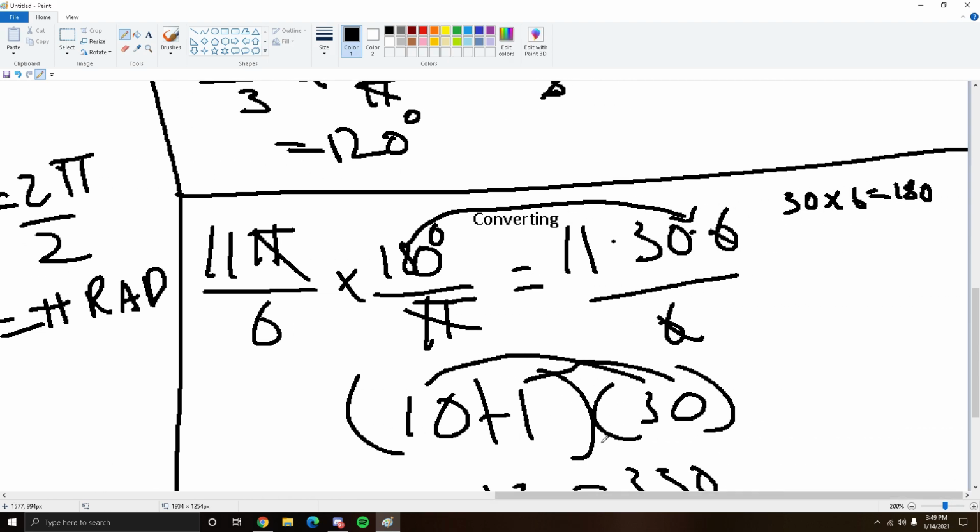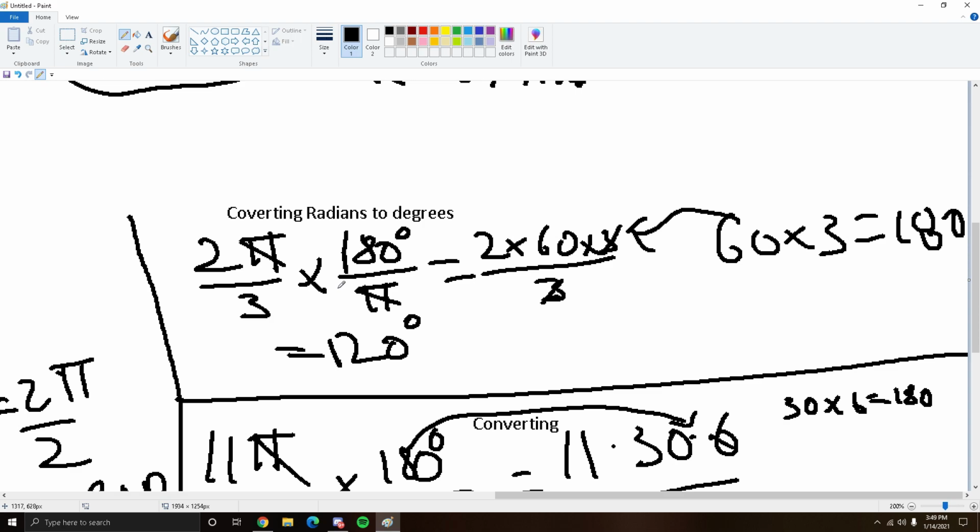So now we're gonna talk about converting radians to degrees, right? So we got 2 pi over 3 times 180 degrees over pi. It's different, as you guys can see. Now we actually have pi first, not degrees. This used to be degrees, this used to be radians, and now we have pi over here, where we used to have degrees. Now we have degrees where we used to have pi. So it's converting the opposite, radians to degrees.